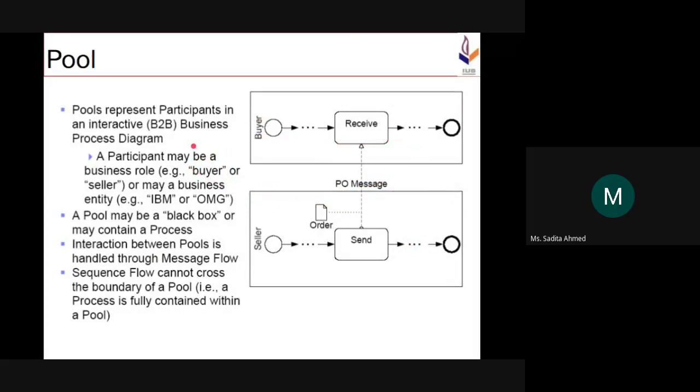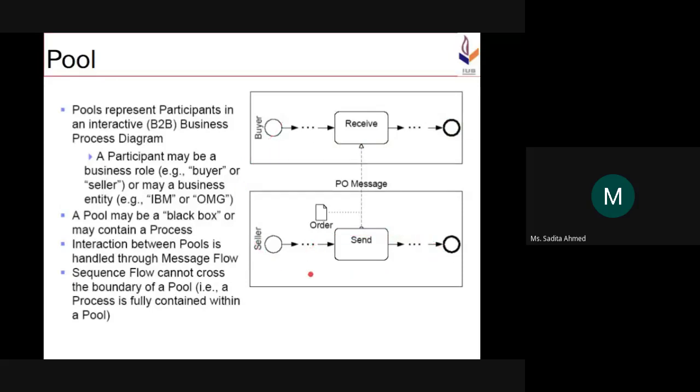So as you can see, more examples of pool. So the buyer pool. Okay. As you can see here, a single process, an entire process, is contained within a pool. So a process's sequence flow cannot cross the boundary of the buyer pool. The sequence flow of this process cannot cross the boundary of the buyer pool. Within the pool you have to have a single process, the entire process contained.